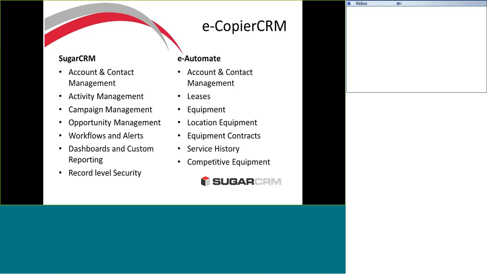We've spoken briefly about workflows and alerts. These workflows and alerts, again, allow you to automate some process, whether it's a report, whether it's an email, whether it's the changing of information inside the system based on another condition.